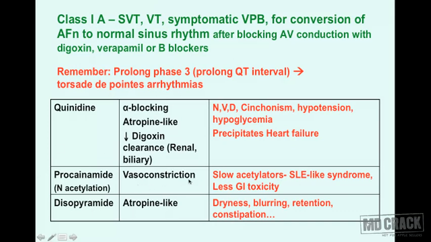Procainamide also produces vasoconstriction. We go to the next drug, that's disopyramide, which has additional antimuscarinic or atropine-like effects, and you go to the last column to see what are these effects. So it's dryness of mouth, blurring of vision, retention of urine, and constipation. So that's the discussion about class 1A agents. They are sodium channel blockers, but important to remember, they also prolong the phase 3 and prolong the QT interval, so the patient will be prone to the Torsade de Pointes arrhythmia.